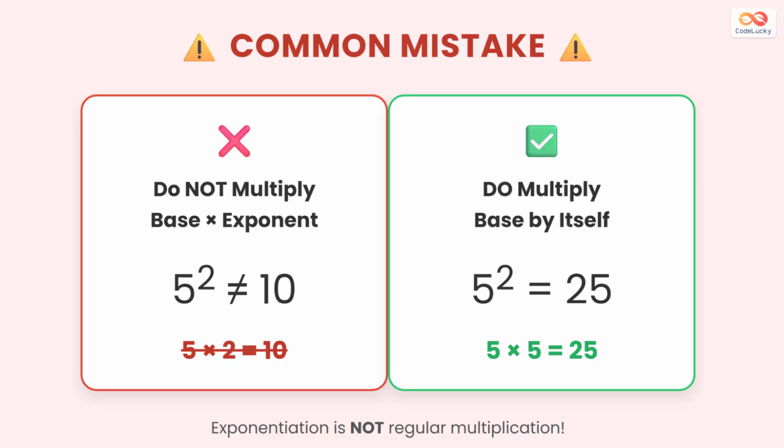Please pay attention to this common error. Many beginners see 5 squared and think it means 5 times 2, resulting in 10. This is incorrect. Exponentiation is not the same as standard multiplication. The correct way is to multiply 5 by itself, which gives you 25.